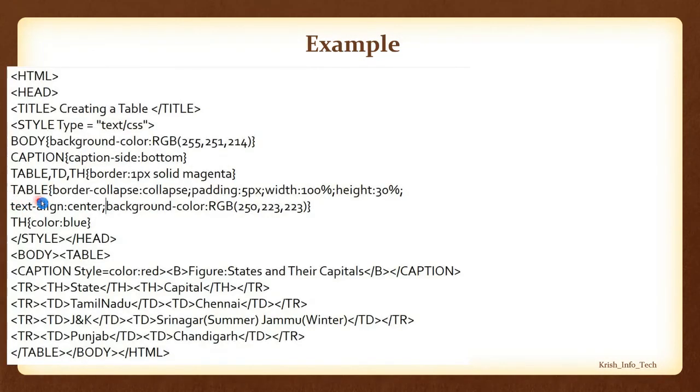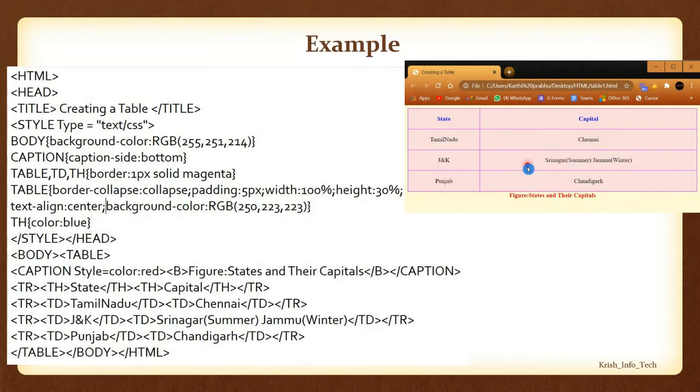Next example. This example contains the properties which we have seen previously. Here in this tag, we are using border-collapse as collapsed, padding, width and height. And here the text-align and background-color. These are the properties we used in this example, and the output for this is, look here, we are having the caption at the bottom, and it is center aligned. The title is coming in blue color and the caption is coming in red color. So all the properties we have set. This is how these kinds of properties work.